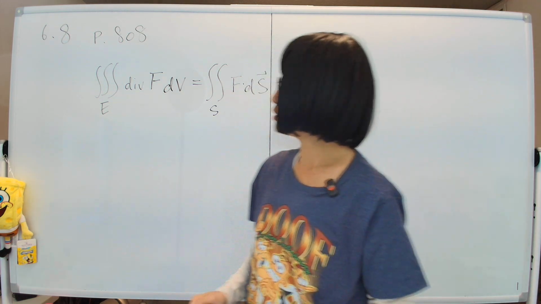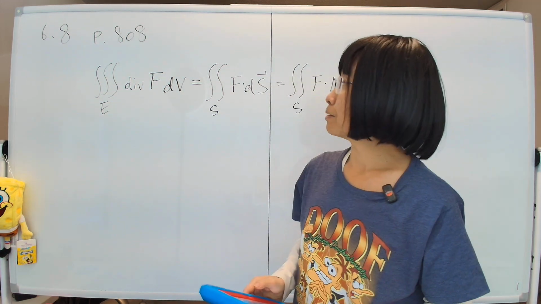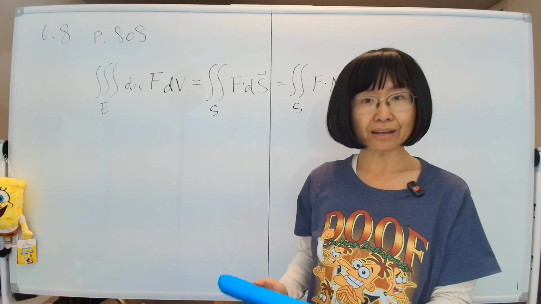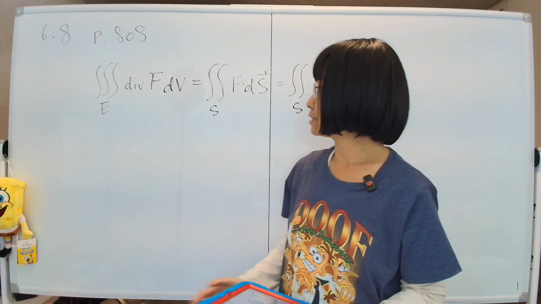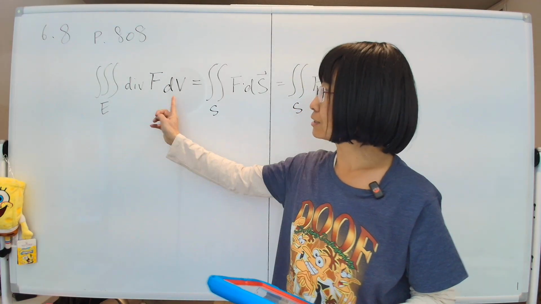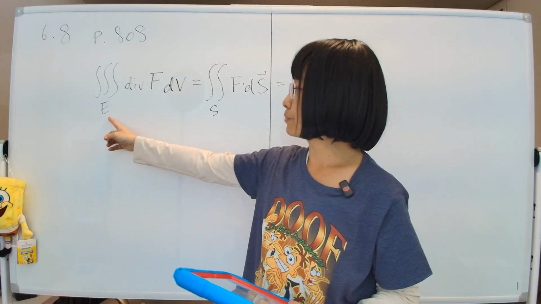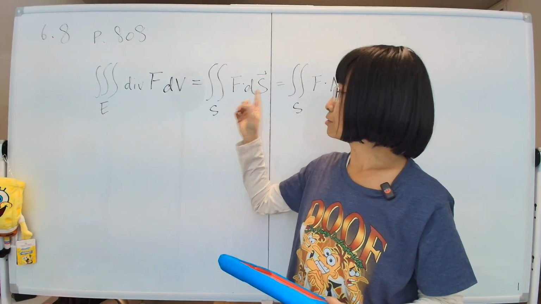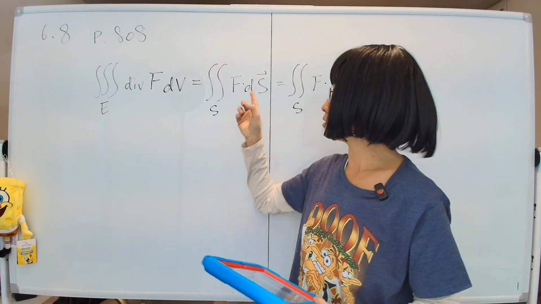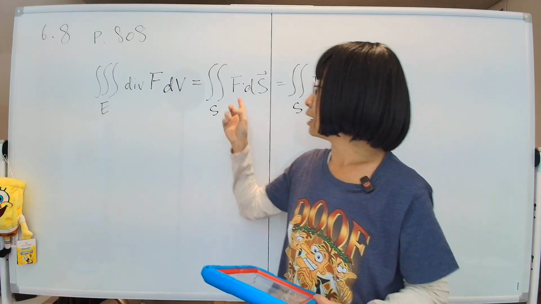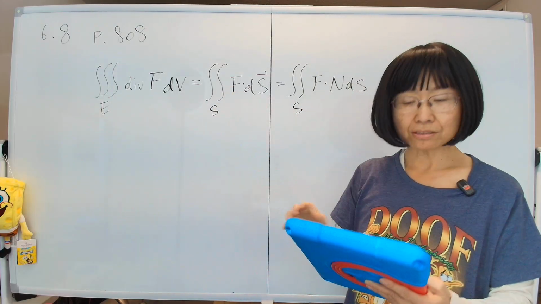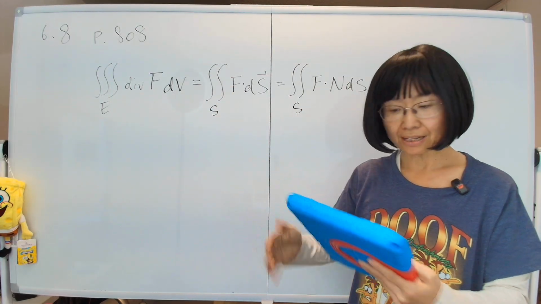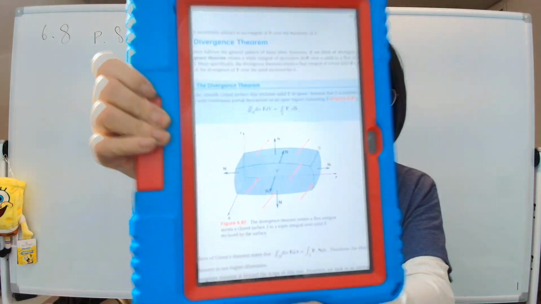Today we are going to do section 6.8 on page 808, the divergence theorem, which states that if you integrate the divergence over some volume E, that's equal to the surface integral of F over the surface that's covering E entirely. Now let's look at the picture of it and know what we're talking about.